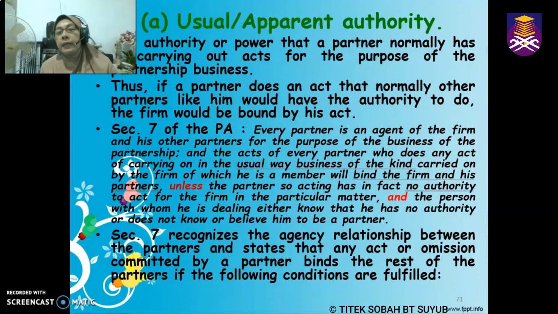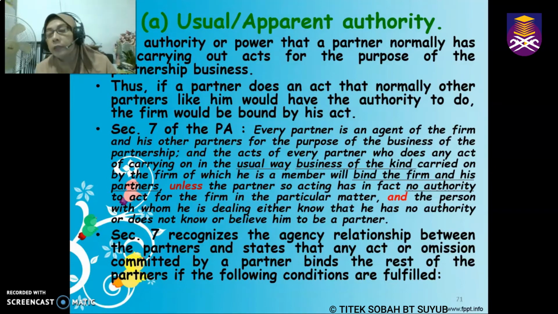Under Section 7, every partner is an agent of the firm and his other partners for the purpose of the business of the partnership. If what he did is in the usual way of business of the kind carried on by the firm of which he is a member, it will bind the firm. I have underlined the words usual way of business of that kind carried on by the firm. It will bind the firm unless the partner has no authority and the outsider who enters into the transaction knows that he does not have authority, in which case the firm will not be bound by his action.